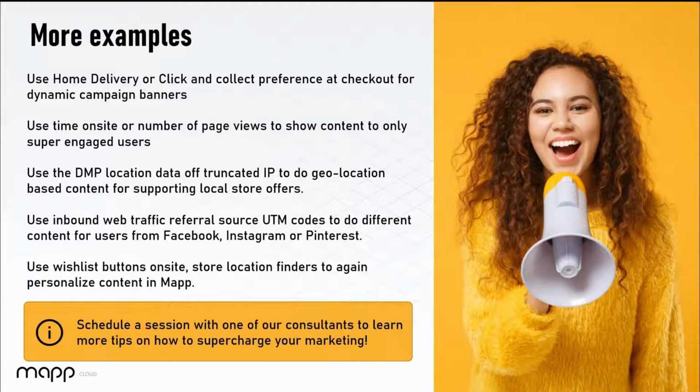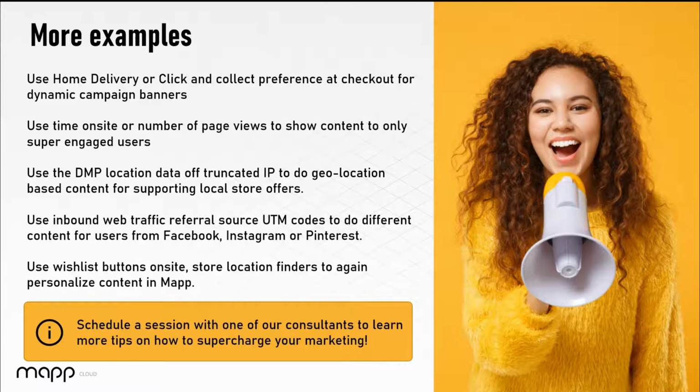You can take information from the website, such as home delivery or click and collect preference at checkout, and use these for your dynamic banners. You could potentially use time on site or number of page views to show content to only super engaged users. Within the Map Acquire tool, you can also see users' location and truncated IPs. So you could take the user's city and, for instance, do local content banners for certain stores.